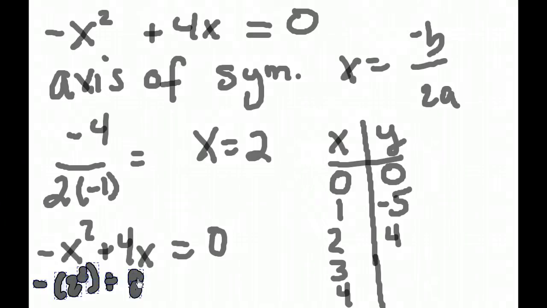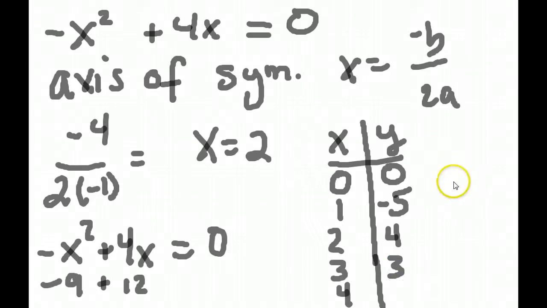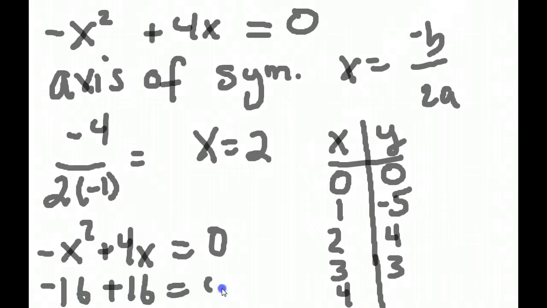So we have 3 squared times that negative sign, so 9, so we have negative 9 plus 12. It's 3. Okay, and so now let's put in our 4. What happens when we put in a 4? We have 4 squared is 16 times that negative. So we have negative 16 plus 16 equals 0. Negative 16 plus 16 is 0.